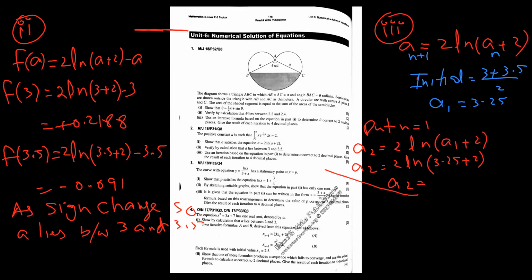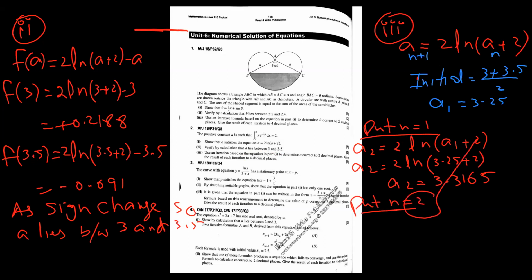He said to give a 4 dp answer. So let me calculate 2 times 2 logarithm 3.25 plus 2. The answer is coming 3.3165. I wrote it to 4 dp. Okay, first I put n as 1, now I am putting n as 2. Get ready please.